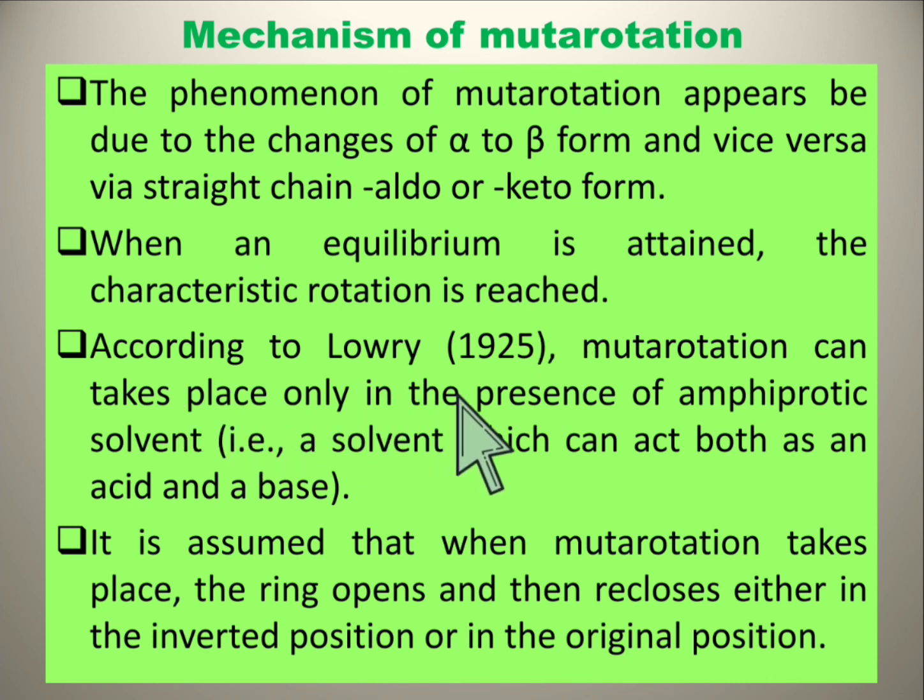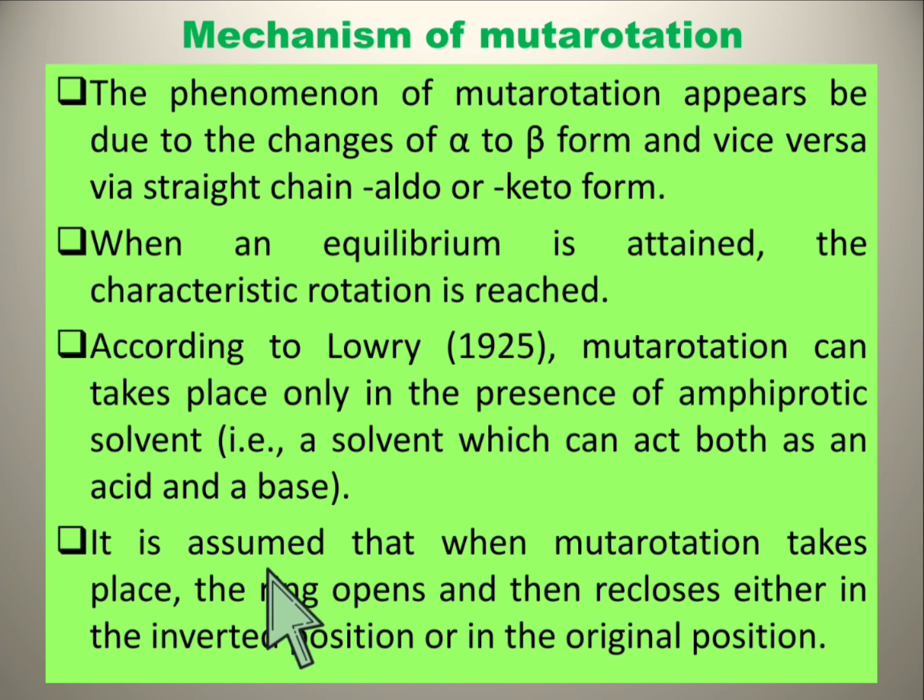Now according to Lowry in 1925, mutarotation can take place only in the presence of an amphiprotic solvent. What is an amphiprotic solvent? It is a solvent that can act both as an acid and a base. So only in the presence of such a solvent can mutarotation occur. Now we know that water is such a solvent, which can act as an acid and a base.